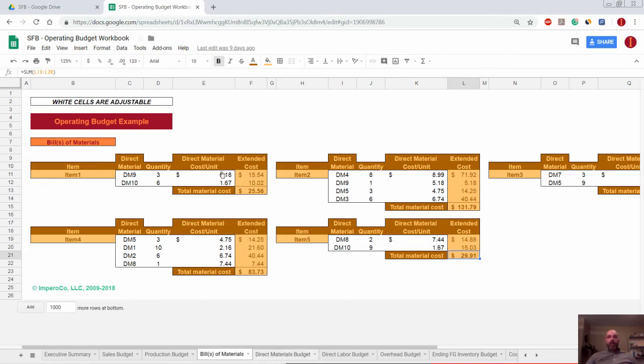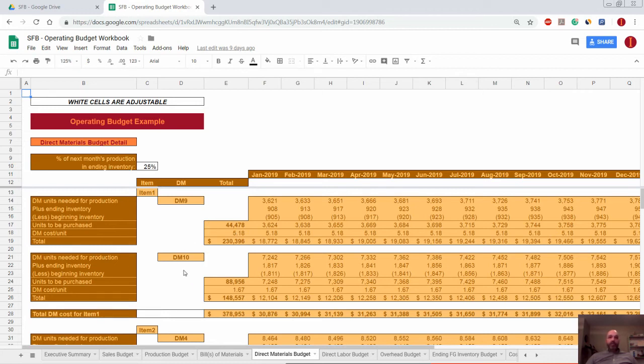So knowing what we expect to pay and how much we need, we get to the direct materials budget, which is a big old spreadsheet here because it breaks down not just each finished good item, but each direct material in each finished good item. Now we're doing the same thing we did on the production budget. We're planning for how much we want to have in safety stock. Since this is for production, not for sales, we'll back it off a little bit and just say 25% rather than 35% of what's needed the following month in safety stock.